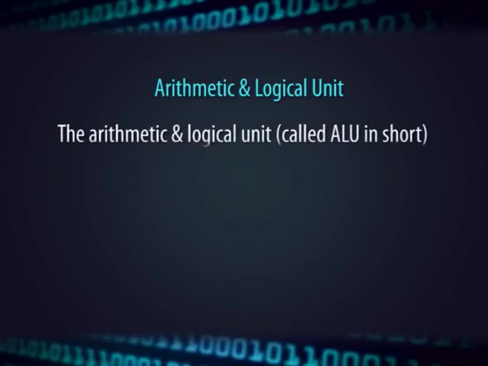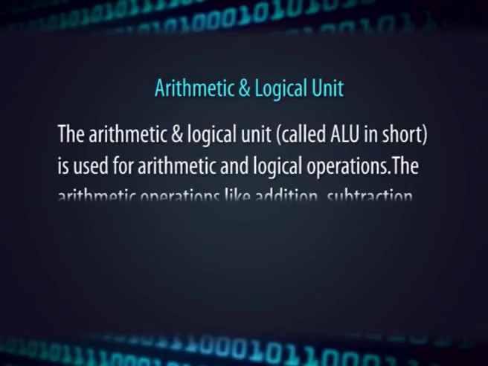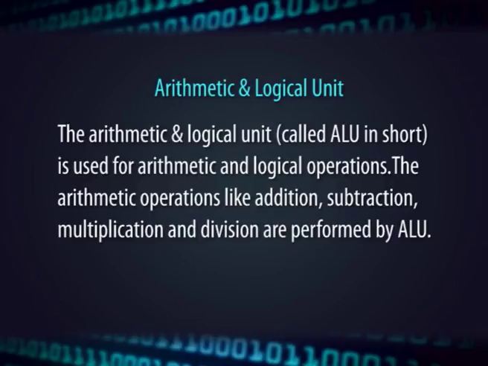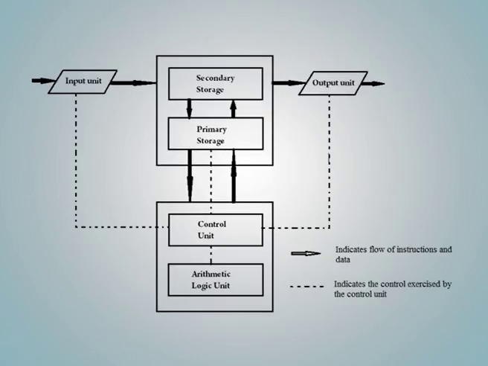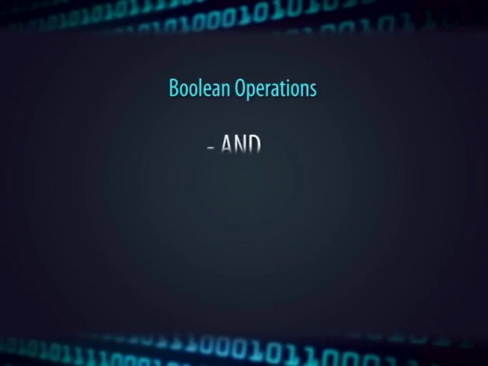The arithmetic and logical unit, called ALU in short, is used for arithmetic and logical operations. The arithmetic operations like addition, subtraction, multiplication and division are performed by the ALU. The operands required for these operations are given to the ALU either from internal registers or memory locations. The results are also stored in internal registers. The Boolean operations like AND, OR, NOT come under logical operations.